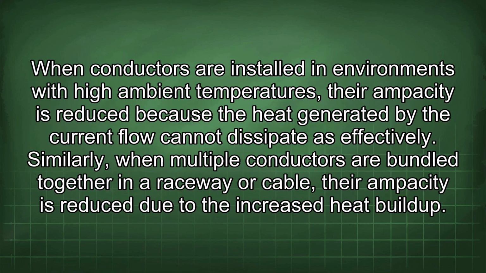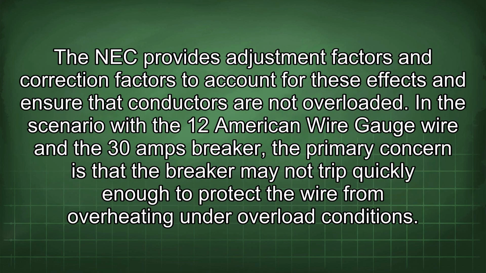When conductors are installed in environments with high ambient temperatures, their ampacity is reduced because the heat generated by the current flow cannot dissipate as effectively. Similarly, when multiple conductors are bundled together in a raceway or cable, their ampacity is reduced due to the increased heat buildup. The NEC provides adjustment factors and correction factors to account for these effects and ensure that conductors are not overloaded. In this scenario, with the 12 American wire gauge wire and the 30 amps breaker, the primary concern is that the breaker may not trip quickly enough to protect the wire from overheating under overload conditions.